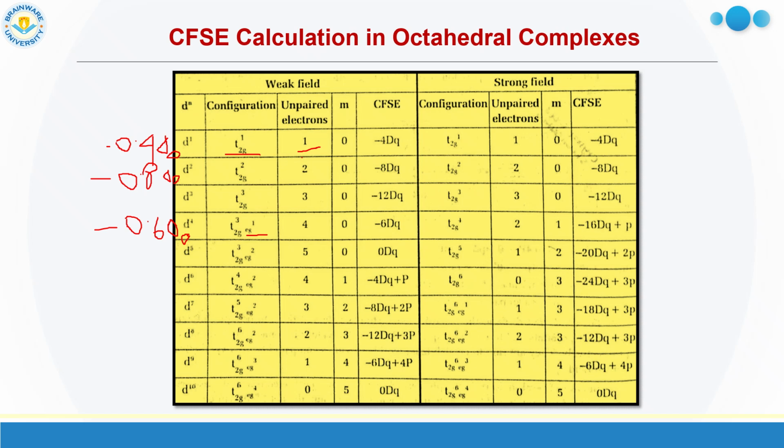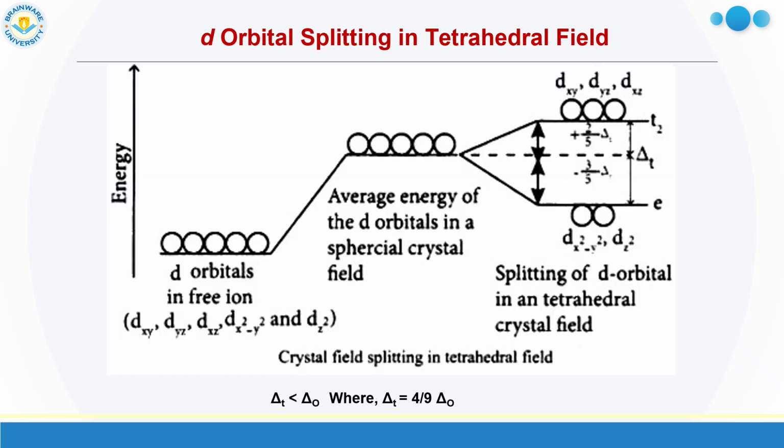So the CFSE value you can see here for the d10 complex is 0, as all the orbitals are filled up by electrons. Whereas for the d5 high spin complex, all orbitals are symmetrically filled, all having one electron each. So here also for d5, CFSE is 0. Thus we can calculate the CFSE.